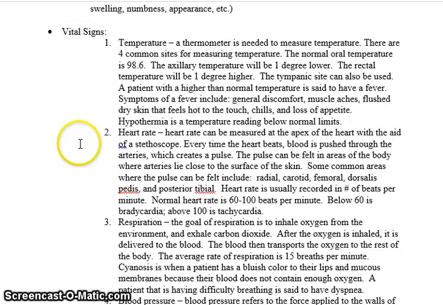Okay, vital signs, there are 4 of them: temperature, heart rate, respirations, and blood pressure. So temperature, the normal is 98.6, rectal is 1 degree higher, axillary 1 degree lower. Then there's some other terms in here, fever, hypothermia, things like that. Heart rate, normal is 60 to 100. Remember these terms. Below 60 is bradycardia, over 100 is tachycardia.